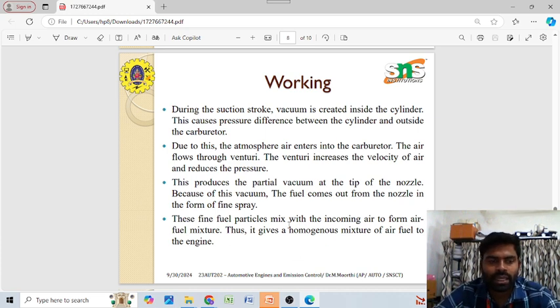When the suction stroke starts, the air fuel mixture is fed into the combustion chamber through the throttle valve from the carburetor. This is how the air and fuel are mixed in the proper ratio in the carburetor, and when the combustion process is taking place, the air fuel mixture is fed into the combustion chamber with the help of the throttle valve.